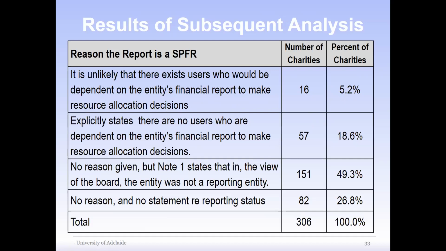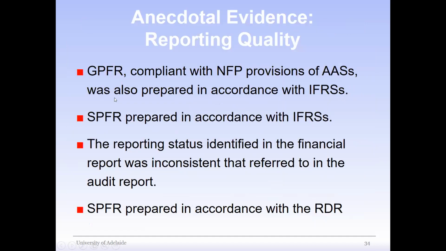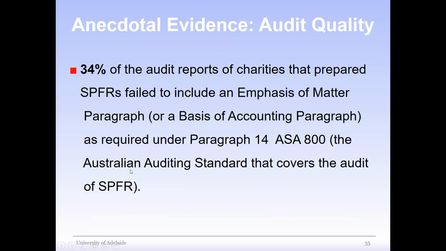Well over half did not give a reason as to why they were a reporting entity. Oh, sorry, not a reporting entity, I should say. There were certainly some odd instances of reporting, completely at odds with the accounting standards, suggesting that special purpose financial reports were, so these are statements from note 1 to the accounts. And then another anecdotal evidence, and this was quite surprising, 34% of the audit reports did not meet the requirements of the auditing standards with respect to an audit of a special purpose financial report, which I think is quite high.